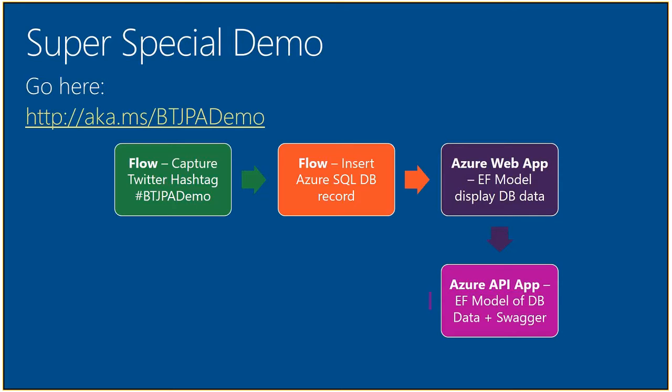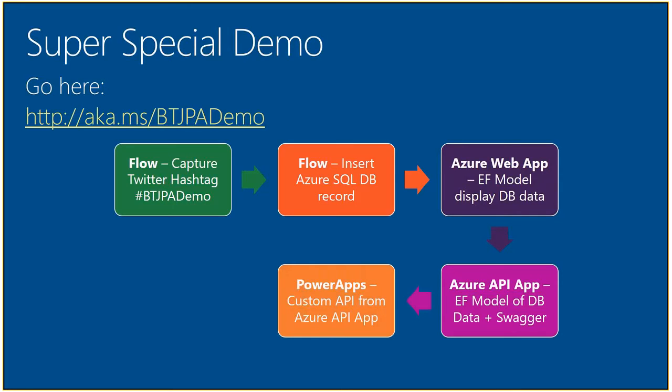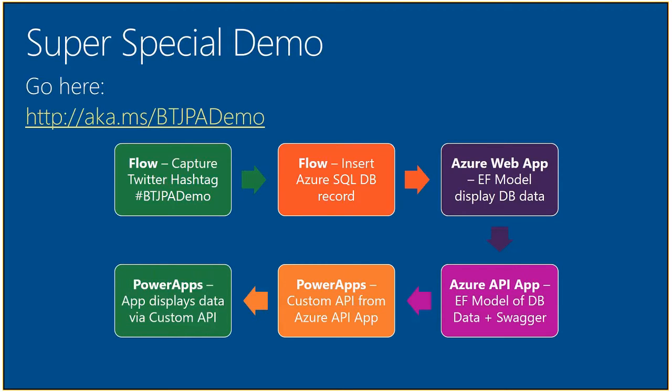And because it's got that Swagger version of the API out there, I can also take that exact same Entity Framework model plus the Swagger and create my Swagger JSON document and go ahead and create a PowerApps custom API. That custom API we can then use inside of a new PowerApps app and actually display it directly inside of my mobile, my laptop, my tablet kind of application.